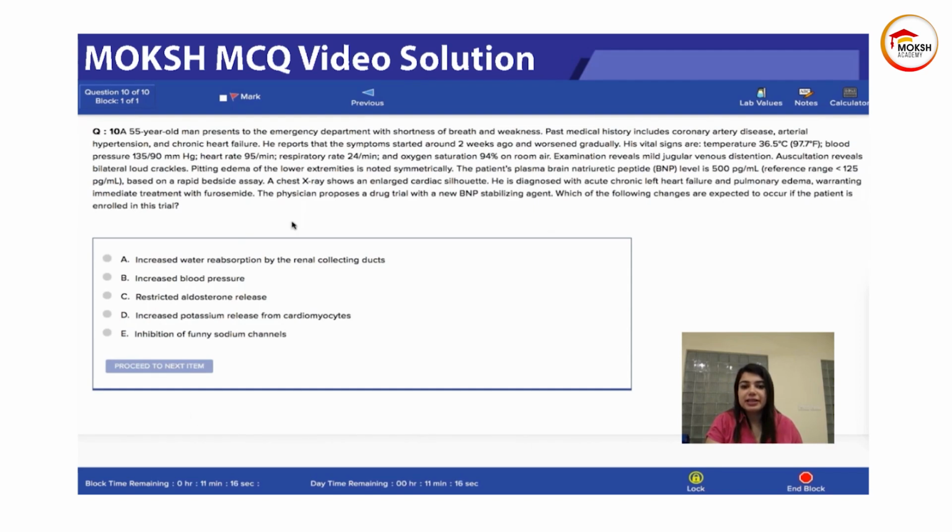So which of the following changes are expected to occur if the patient is enrolled in the trial? The option would be natriuresis, correct? And it would decrease aldosterone release. First question, where is the natural BNP released from? What part of the heart or what part of the body? Ventricle, correct. You have two types of natriuretic peptides. You have ANP, which is released from your atrium, and then you have BNP, which is released from the left ventricle.